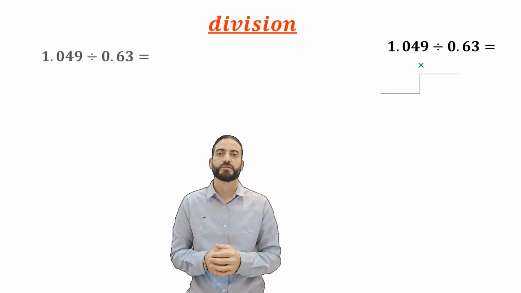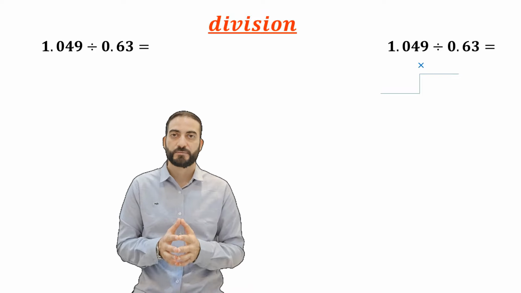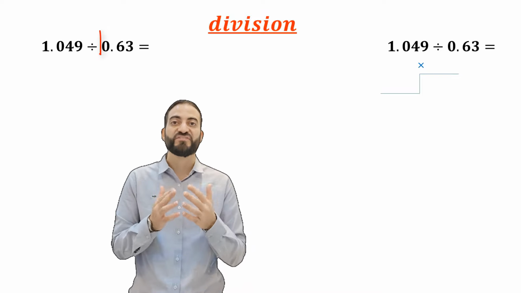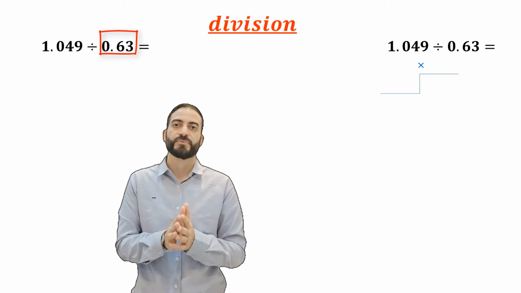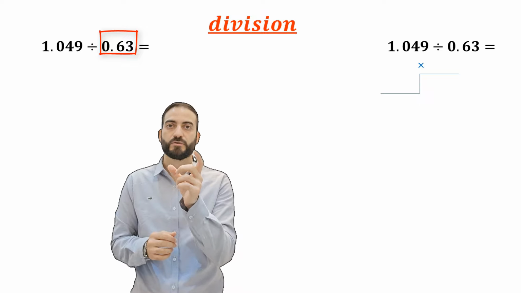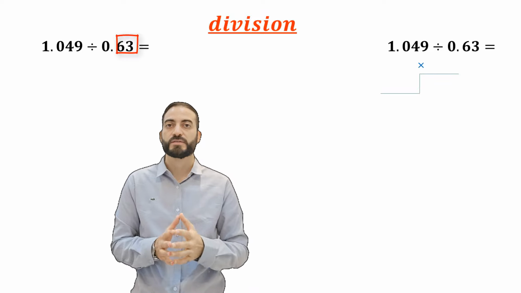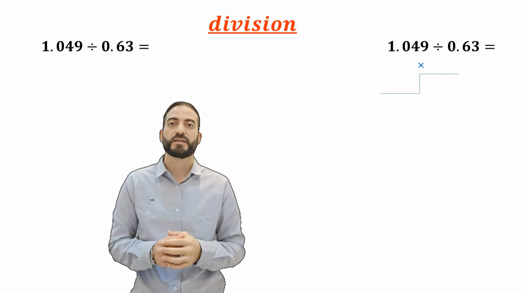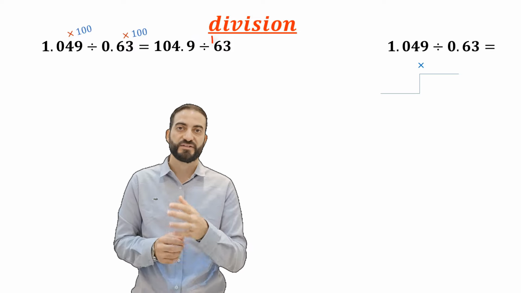Now we move to here. We have a point in the dividend and the divisor. The first step is to remove the point from the divisor. It doesn't matter if there is a point in the dividend. In order to remove the point from the divisor, as we noted that there are two numbers after the point on the right, this means that we must multiply by 100 like this. We also see that the point has been removed from the divisor.